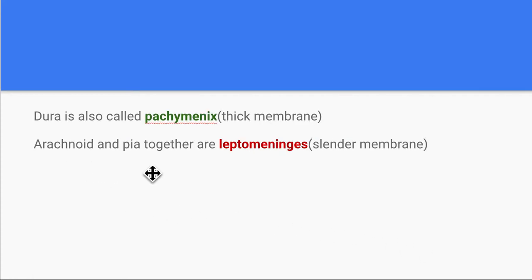The arachnoid and pia mater together are also called leptomeninges, which means slender membrane, unlike the dura mater, which is the tougher, thicker and harder membrane.